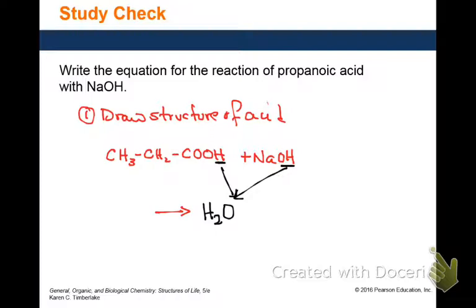And then the other part, you're just going to take the metal, which has a positive charge, and combine it with the carboxylate ion. So to write the carboxylate ion, you just have to say plus CH3CH2COO minus. And then the metal ion will be Na plus. So this is propionic acid.